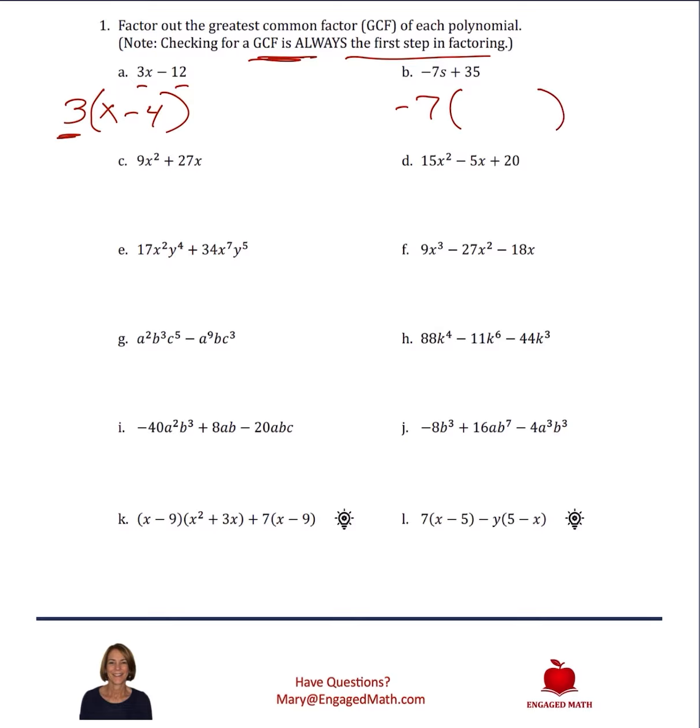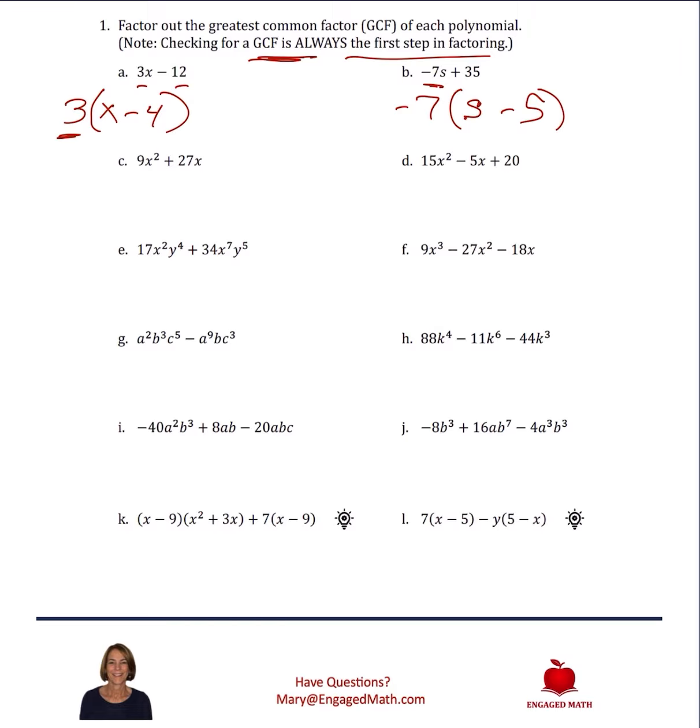By the way, when the leading coefficient is negative, to take out the greatest common factor, you should always factor out the negative version of the GCF. So in this case, we have s, and be a little careful, that's an s, not a 5. And then we have minus 5, because negative 7 times negative 5 gives us positive 35.